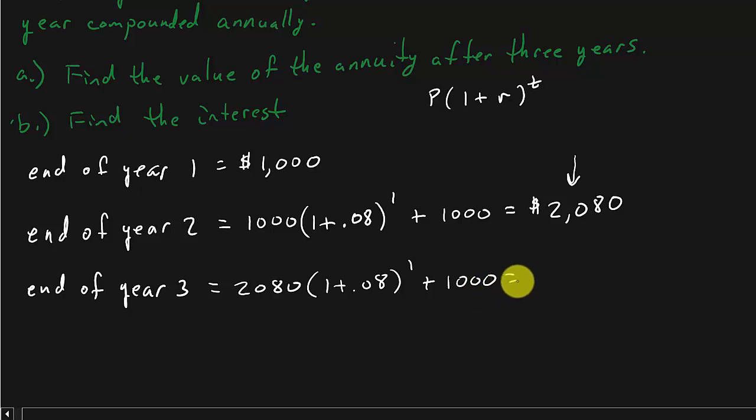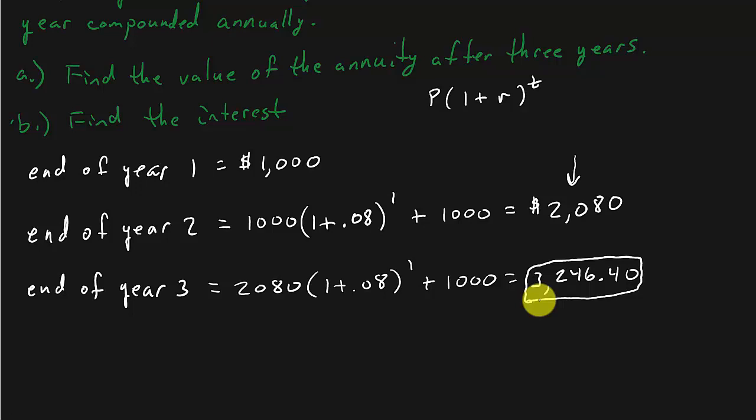And then when we calculate that, we punch that into our calculator, we get $3,246.40. Okay. So this is the amount of money we will have at the end of the third year for this annuity.